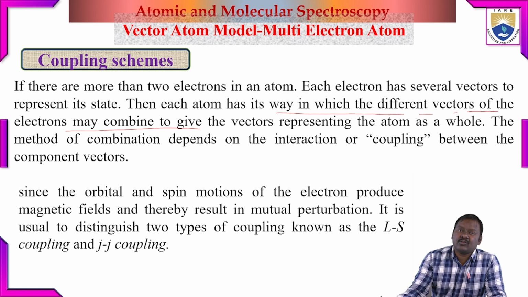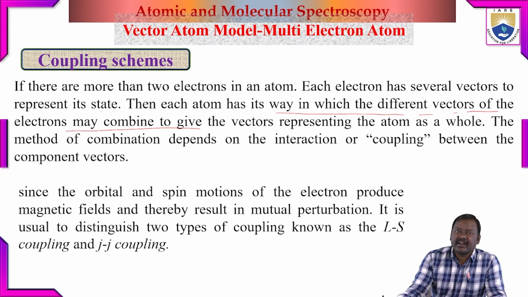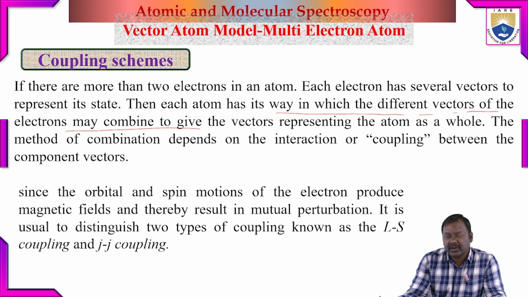But in the case when there are two electrons or more than two electrons, that means more than one electron, then one electron can have separate orbital angular momentum. The second electron can have other orbital angular momentum. Then the total orbital angular momentum changes depending on the orientation and spinning of the electron. All those things come into the picture whenever we need to describe the condition of the state of the atom. So the state of each electron has to be described.